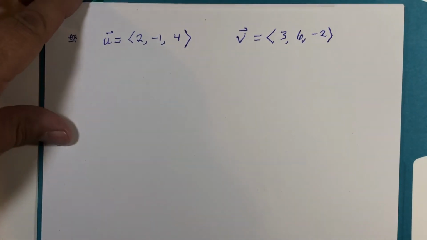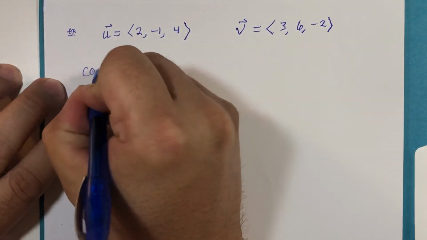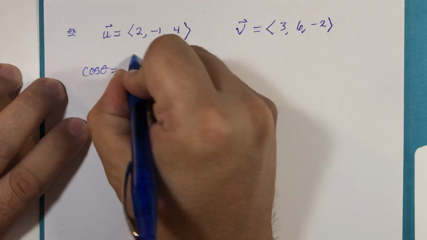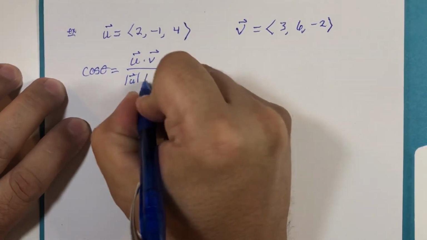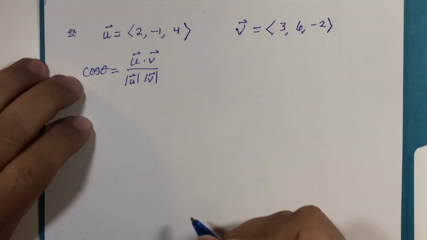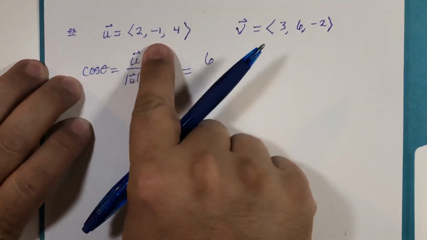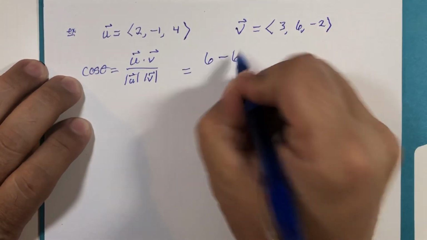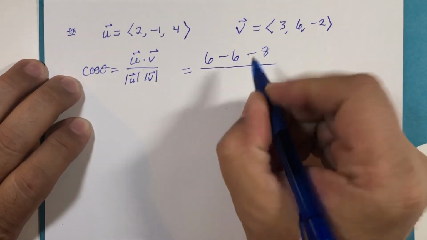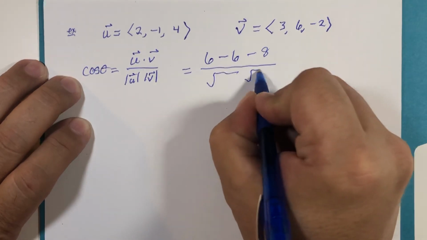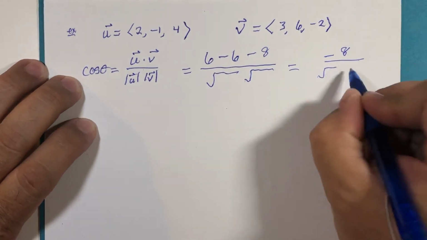Scroll back down, here we go. Cosine of theta is the dot product of the two vectors divided by their two magnitudes. In this particular case, 2 times 3 is 6. Negative 1 times 6 is negative 6. 4 times negative 2 is negative 8. Divided by two separate magnitudes, it's going to be negative 8 over some quantity.